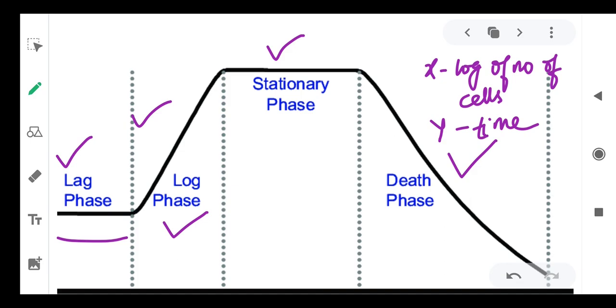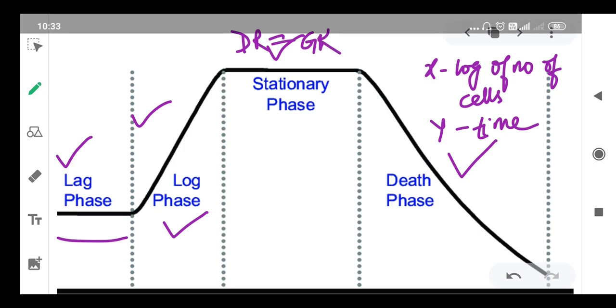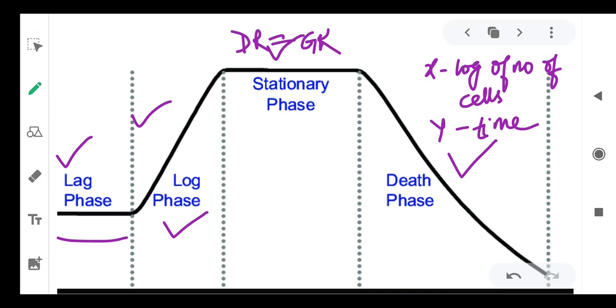Then comes again the plateau form of the graph, that is your stationary phase. This is characterized by no net growth, that is, the death rate becomes equal to growth rate. Please understand this point. You know that this is a culture in which you have not added new medium. So there is a limiting medium. So a time will come when the medium will finish, when the food will finish. So what will happen? The organism will start competing with each other to survive in that particular condition.